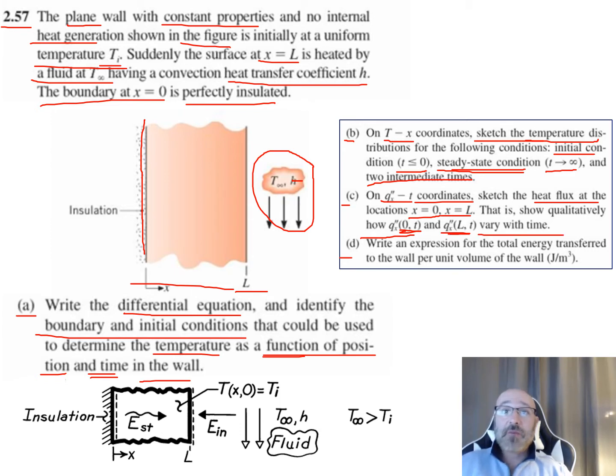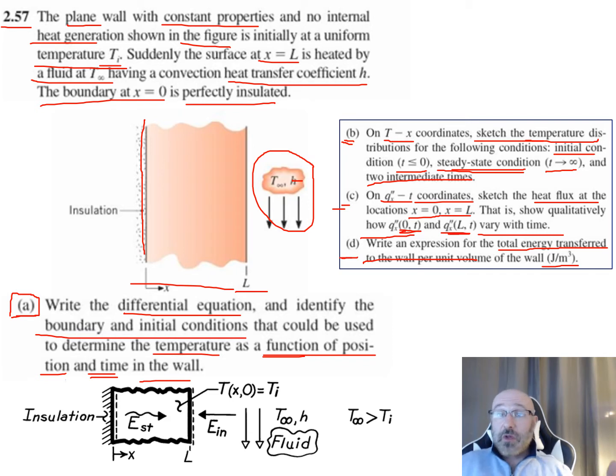And last, we have part D. In part D, they want us to write an expression for the total energy transferred to the wall per unit volume of the wall in units of joules per meter squared. So if we were going to continue on with a longer, more advanced problem, we'd go through, do all our other sketches, and then calculate our total energy as well. But for this problem, we're just going to figure out how to set this up and do the very beginning part in part A as we go through my hand solution.